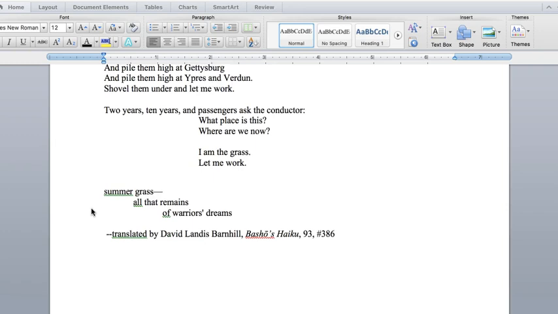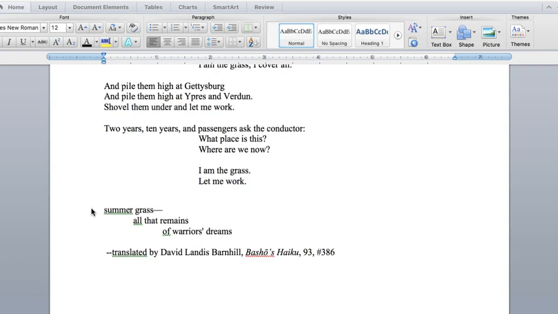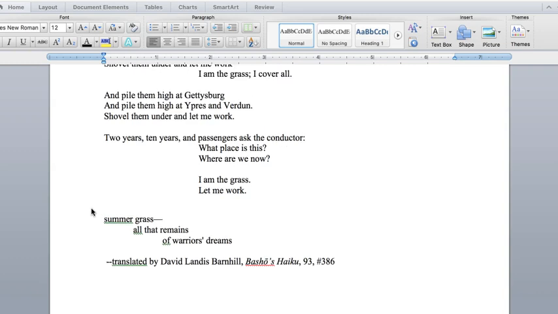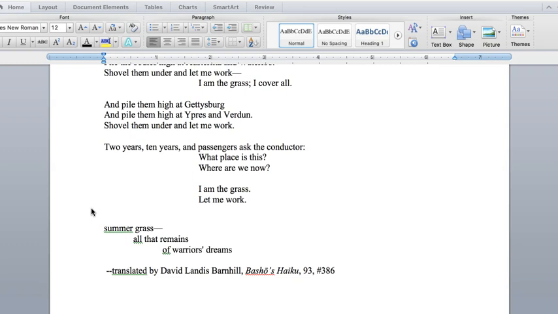That poem always reminds me of this haiku by Matsuo Basho, the first master of haiku. Summer grass, all that remains of warriors' dreams. This is translated by David Landis Barnhill. And I thought it was a good poem to reference because of the reference to grass and the idea that after a battle, eventually the soldiers' or warriors' dreams are gone, the bodies are gone, the grass has covered it up, the grass has done its work.